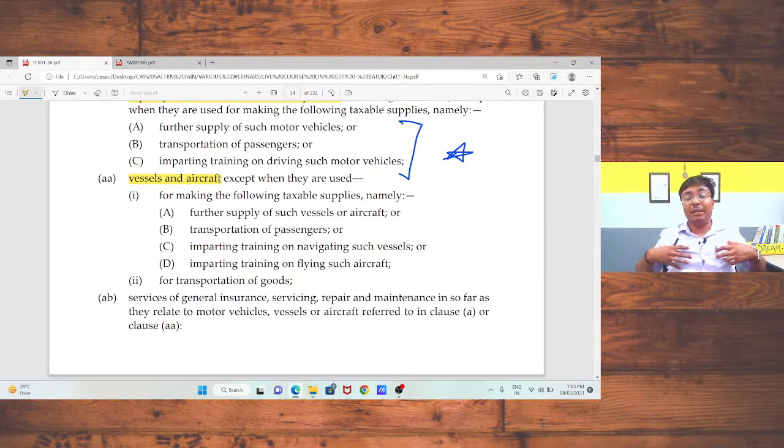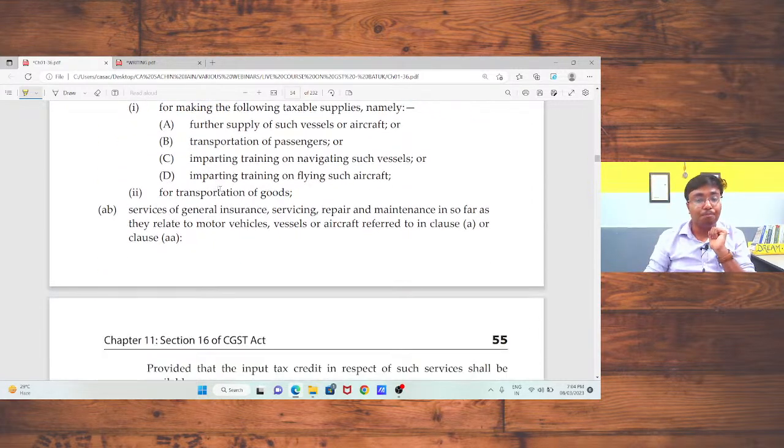I am an aircraft manufacturing company, and I am manufacturing the aircraft and selling the same to Air India or Indigo or Vistara. In that case, I am using the product for further supply. In that case, input tax credit is allowed. If an airline company is going to use that aircraft for transportation of passengers, in that case, input tax credit is eligible. If you are going to use vessels for transportation of passengers, in that case input tax credit is allowed.